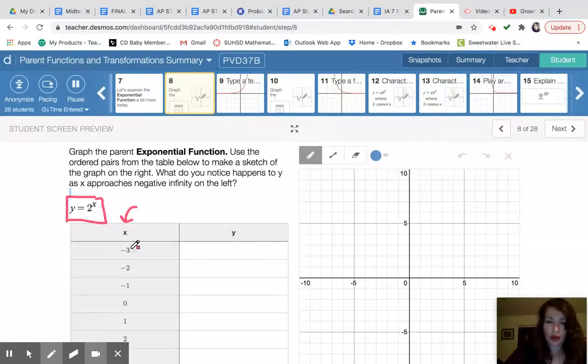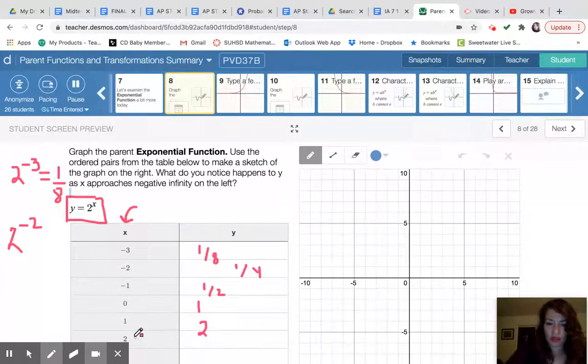We can see here what happens when x is -3. Well, 2 to the -3 we know is the same as 1 over 2 cubed, which is the same as 1 over 8. So at -3, y is 1/8. And if we go down the inputs, we have 2 to the -2, that is 1/4. 2 to the -1 is 1/2. 2 raised to the 0 is just 1. 2 to the 1 is 2. 2 squared is 4. And 2 cubed right here is going to be 8.